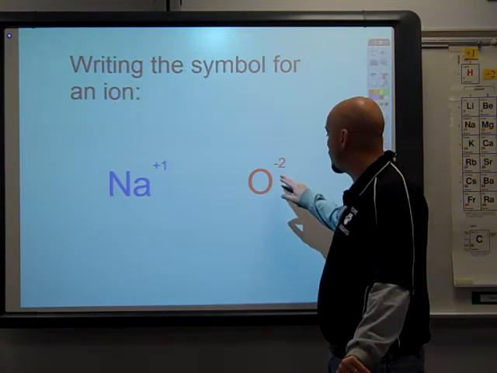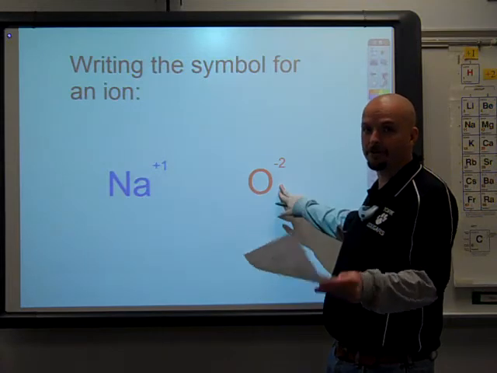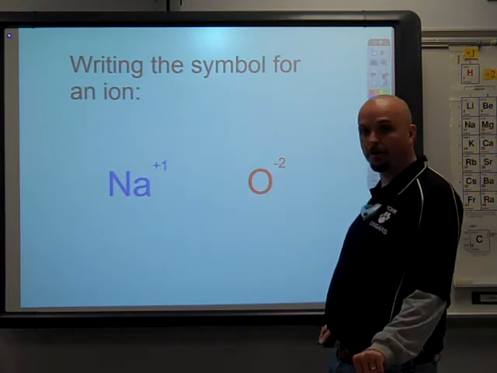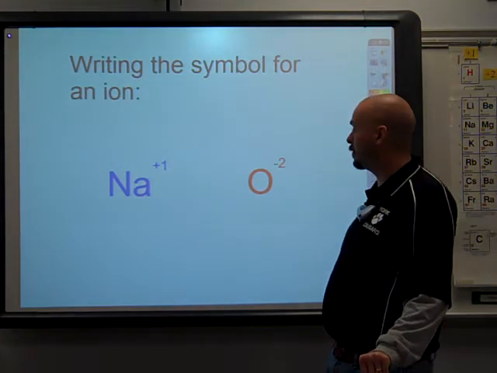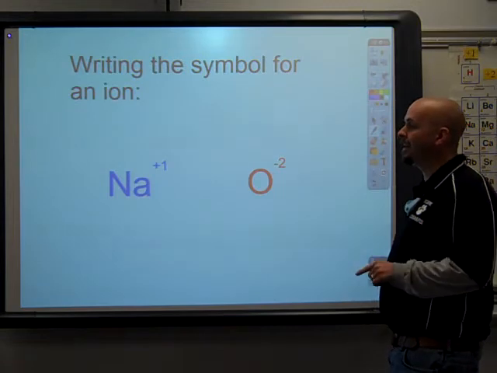If I wanted you to know I'm talking about an oxygen ion, not the plain old average neutral atom from the periodic table, I'll put that -2 charge in the upper right-hand corner. Whenever you see these, you know you're dealing with an ion.